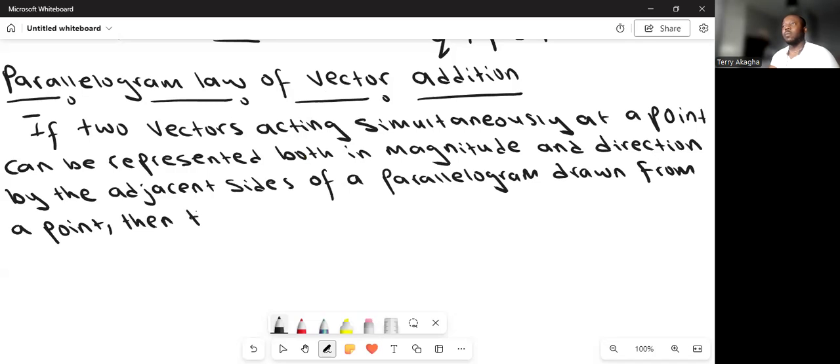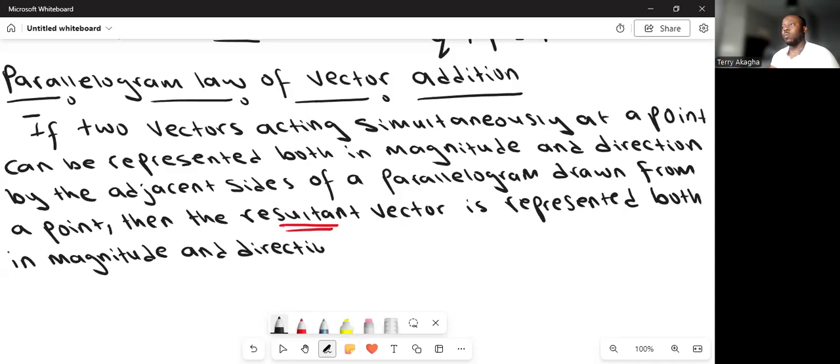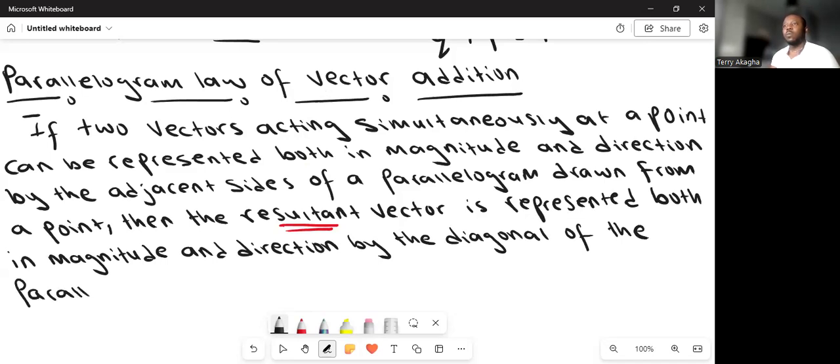then the resultant vector is represented, so remember we're talking about the resultant, okay, both in magnitude and direction by the diagonal of the parallelogram passing through that point.